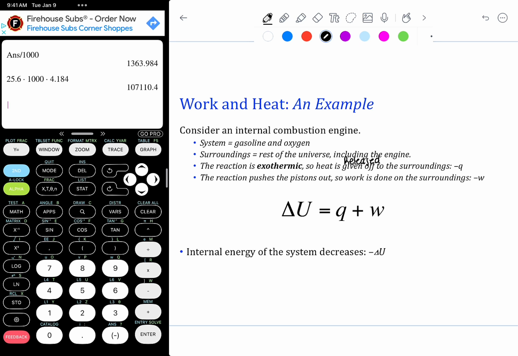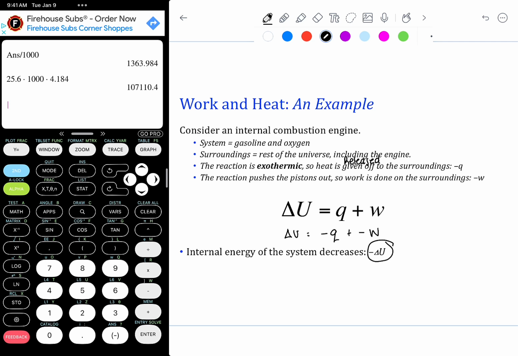Okay, we're seeing an increase in our volume. The volume of the pistons is changing. So our work is going to be negative. Based off of our delta U expression, delta U is equal to a negative Q plus a negative W. Therefore, overall, the internal energy of the system is going to decrease. So we see a negative delta U value.